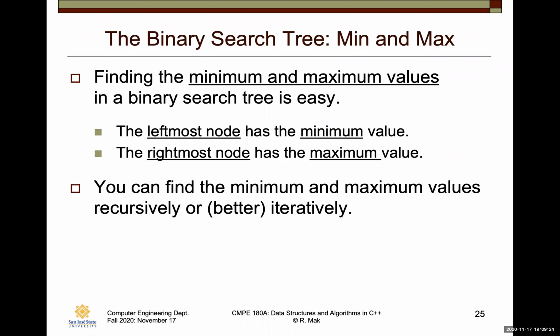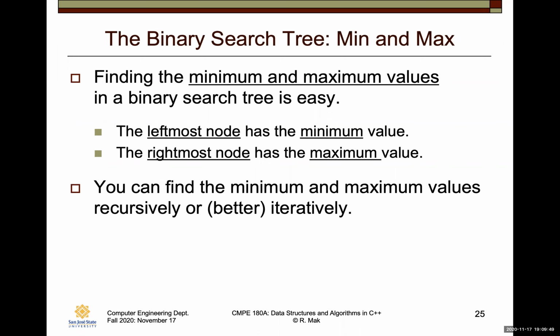It has to be the leftmost node. Okay, it's the node that is furthest to the left. And the maximum value is the node that's furthest to the right. There are two ways to find the minimum or the maximum. You can either do it recursively, or you can do it iteratively, and I will show you both.